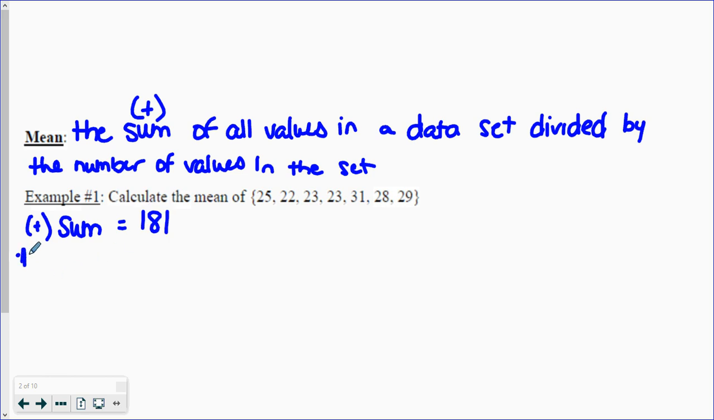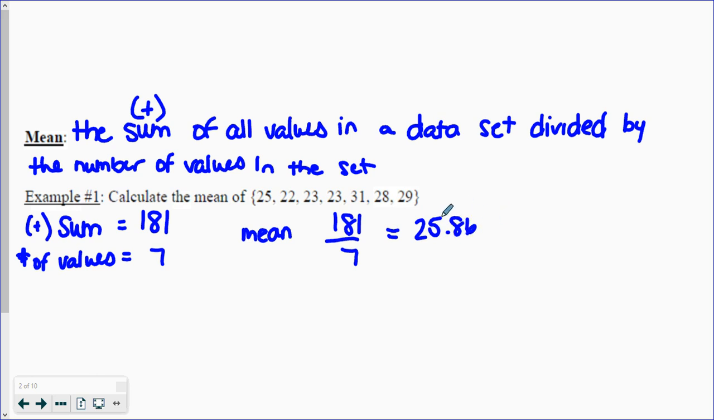The number of values, I already mentioned this, but you would count up how many different numbers there are. So 1, 2, 3, 4, 5, 6, 7. So there are 7 numbers there. In order to figure out the mean, we take the sum and divide it by how many data points or how many values are within the set. So 181 divided by 7 gets me 25.86 is the mean.